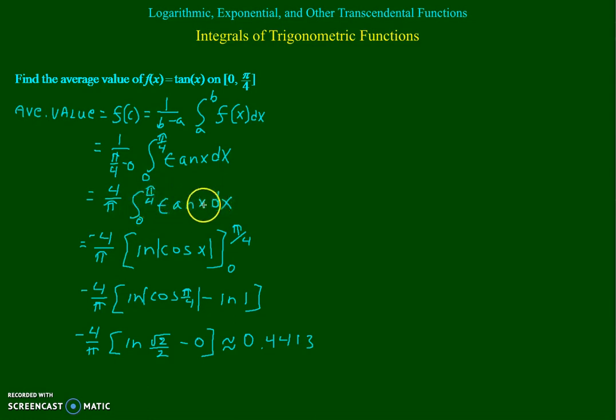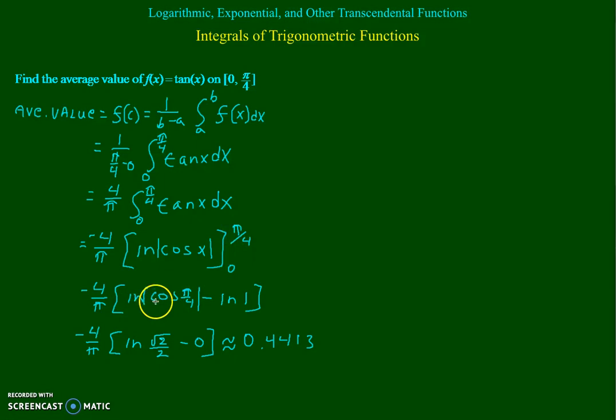And again, from our table, you know that the integral of tan x is the natural log of cosine x. And that's negative, by the way. It's the negative natural log of cosine x. I just pulled out the negative here, just for convenience sake. We're going to evaluate this from 0 to pi over 4.